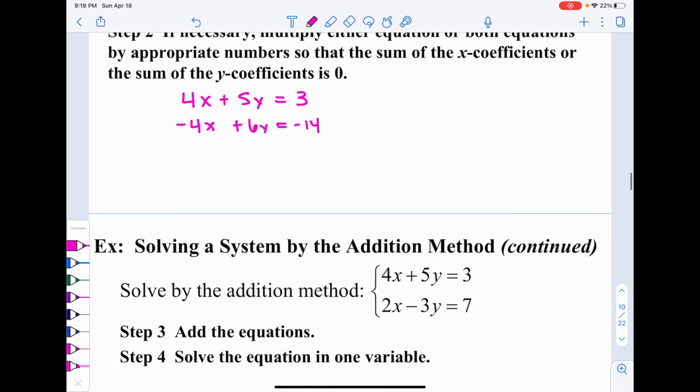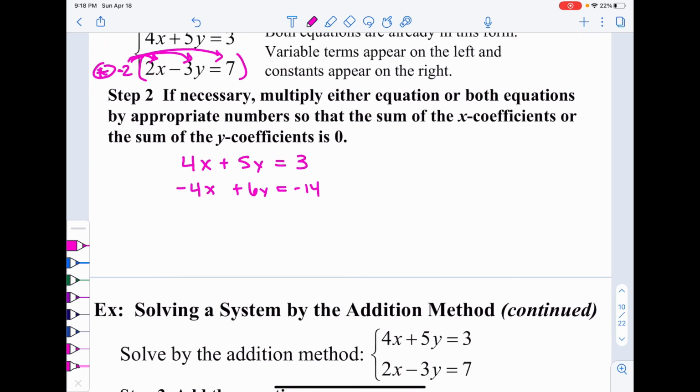So in step number 3 below, it says to add the equations. So I'm just going to go ahead and do that here. I'm going to take these two equations, could have put a bar underneath and put a plus sign. So when I take a positive 4x and I add a negative 4x, our goal is to eliminate that variable, make it a 0. There's no longer any x's. I have a 5y that's going to add with 6y, which is going to give us 11y. And then 3 added with that negative 14 is going to give us a negative 11, which means that y is going to equal a negative 1.